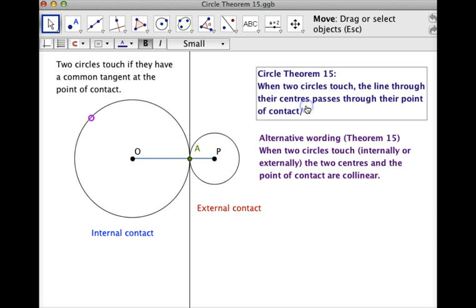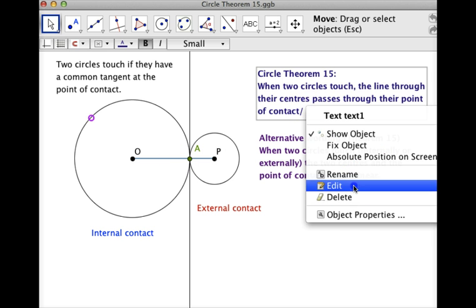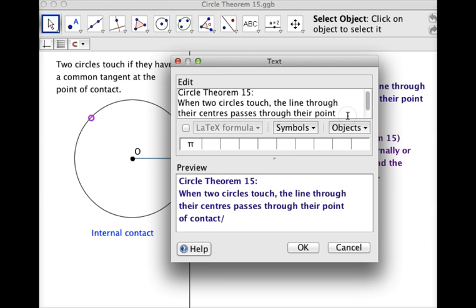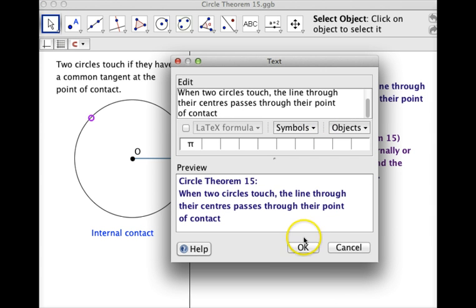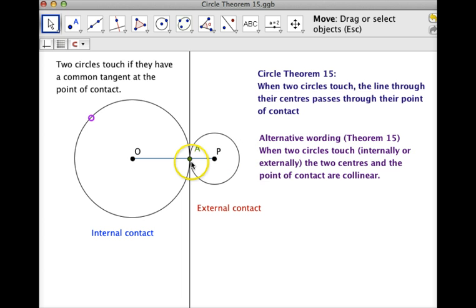Sorry, that backslash shouldn't be there. So I'll just fix that. Now, the point of contact of the two circles is point A. That's where the two circles touch. So the two circles touch at A. That's the tangent through A. So when two circles touch, the line from the centre of the one circle to the other will pass through that point of contact, which is A.